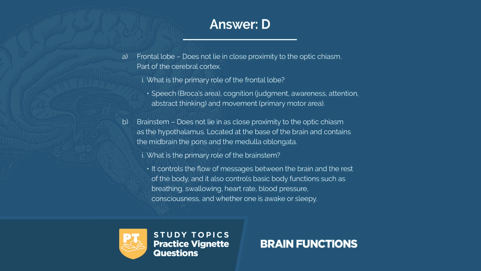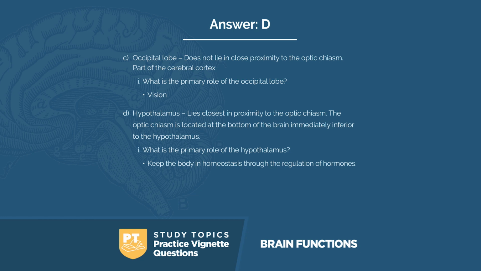If we look at C, we know that C is the occipital lobe, and it does not lie in close proximity to the optic chiasm, which is, again, part of the cerebral cortex for the occipital lobe. So what is the primary role of the occipital lobe? You should know this, vision.